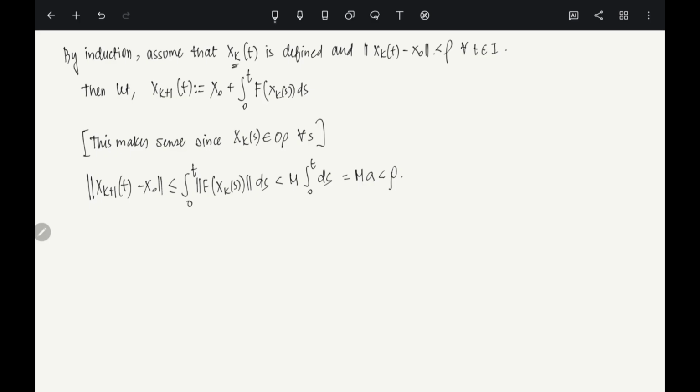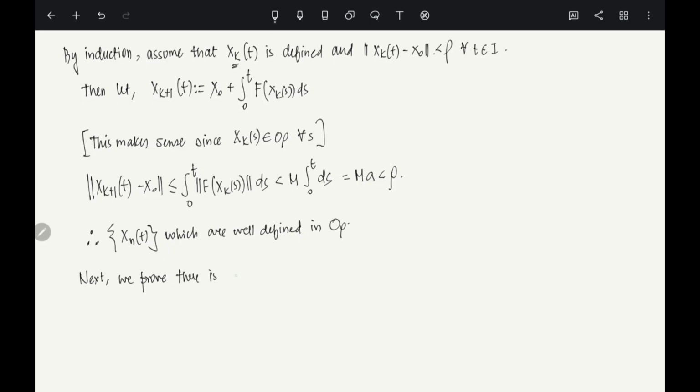Now what we have is this. By induction, therefore, you have this sequence xn of t, which is well defined in O rho. Clear? Next we have to prove the convergence. We will show that this xn converges to some x of t, which actually happens to be the solution.